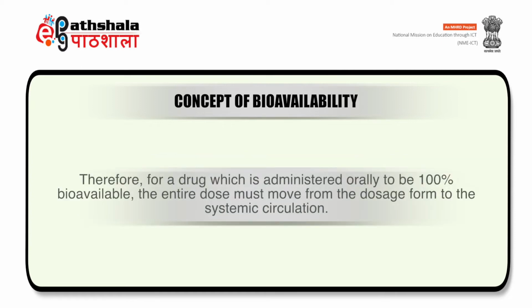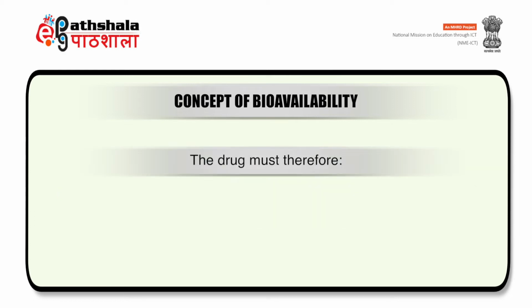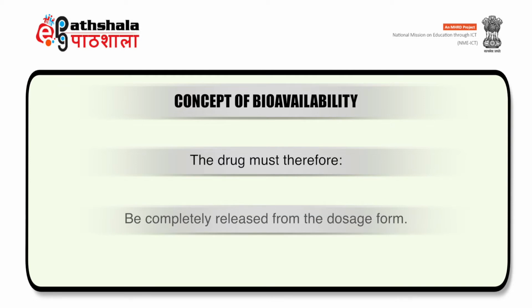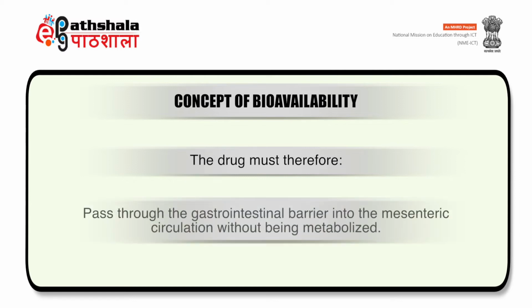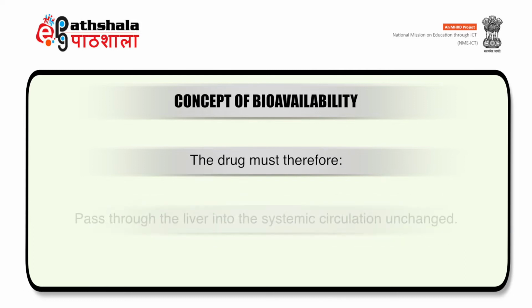Therefore, for a drug which is administered orally to be 100% bioavailable, the entire dose must move from the dosage form to the systemic circulation. The drug must therefore be completely released from the dosage form, be fully dissolved and stable in the gastrointestinal fluids, pass through the gastrointestinal barrier into the mesenteric circulation without being metabolized, and pass through the liver into the systemic circulation in the unchanged form.